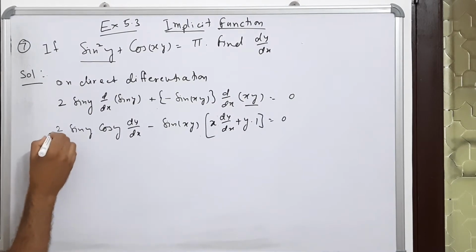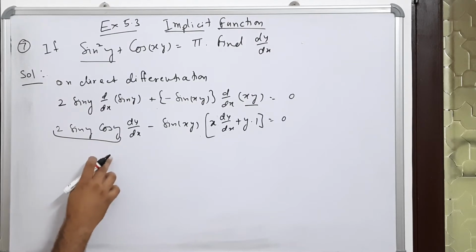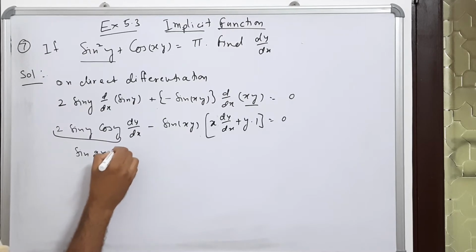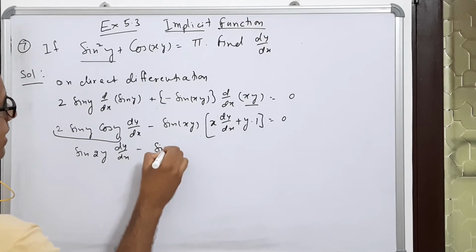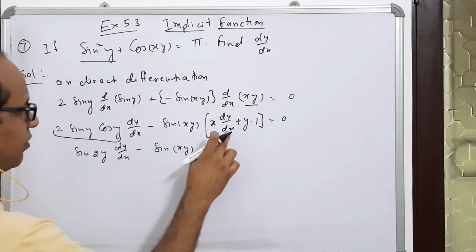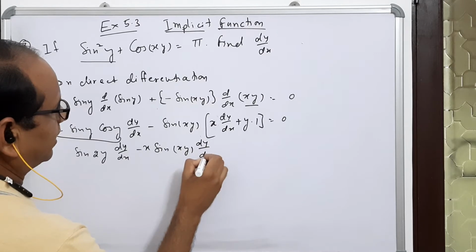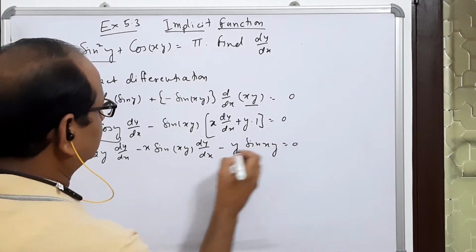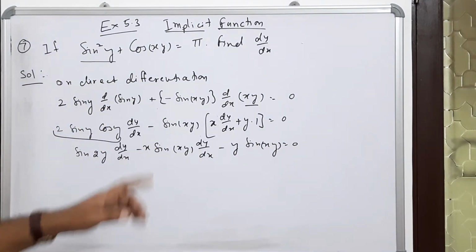Now you all know that 2 sin y cos y is sin 2y. So this will be sin 2y dy by dx minus sin xy, and now we are opening the bracket, so multiply this. So x sin xy dy by dx minus y sin xy equals to 0. It is better that you put the bracket with the sin xy.